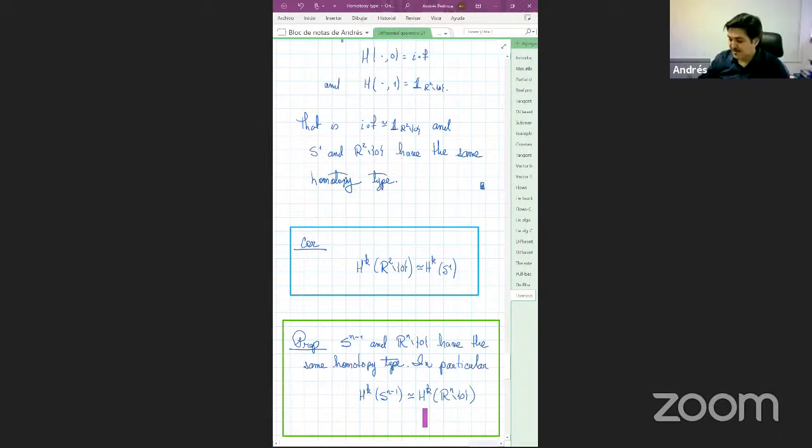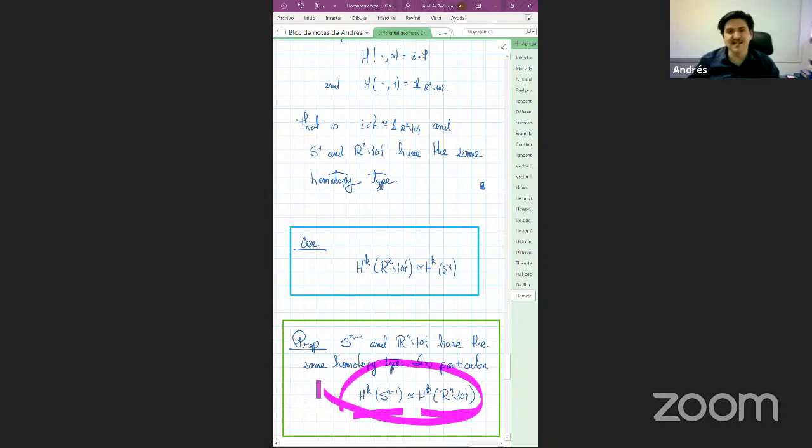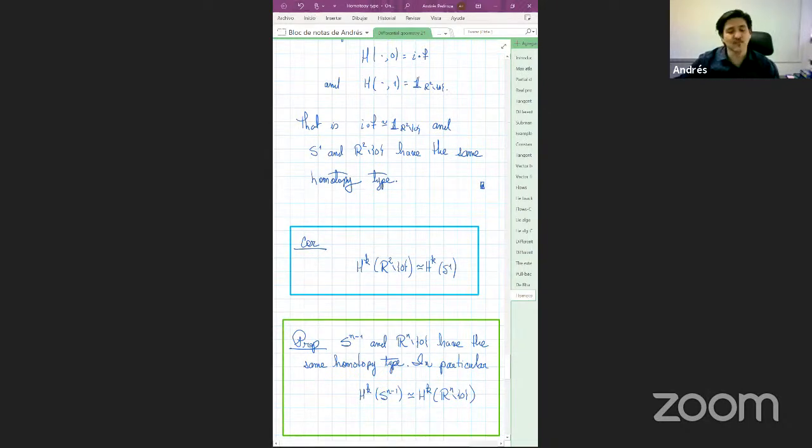Now, of course, we don't know this and we don't know that one. Eventually, we will compute the cohomology of the sphere. But right now, it looks like an empty statement because we don't know each one of them, but eventually we will. Okay? So the proof of this proposition is the same as the one we did for the punctured plane and the circle.